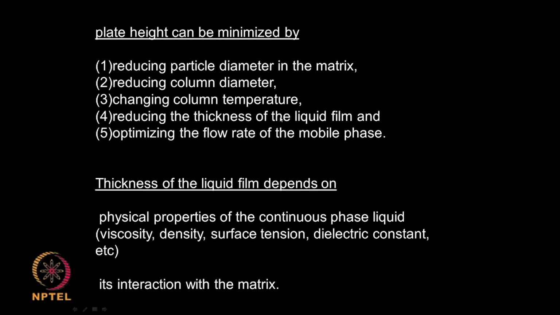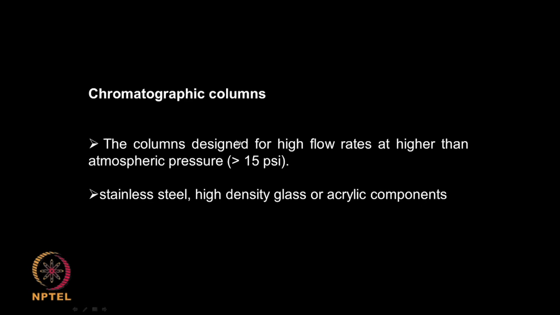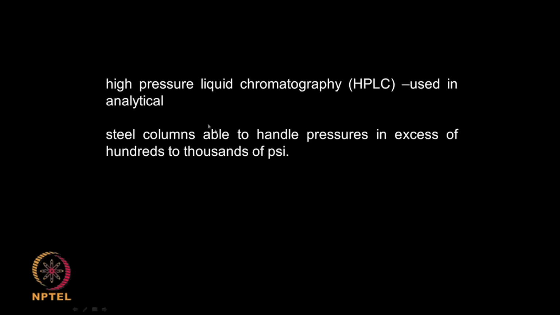I said thickness of the liquid film, so that depends on the physical properties of the continuous phase like viscosity, density, surface tension, dielectric constants, interaction with the matrix and so on actually. So, all these are issues which can affect the plate height. The columns designed for high flow rates at higher than atmospheric pressure, these columns are stainless steel or high density glass or acrylic components. This is how the chromatographic columns are made actually.